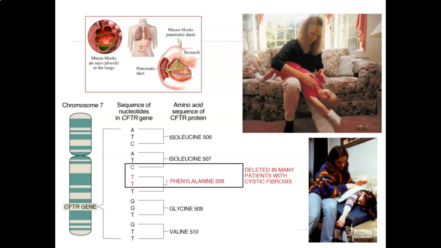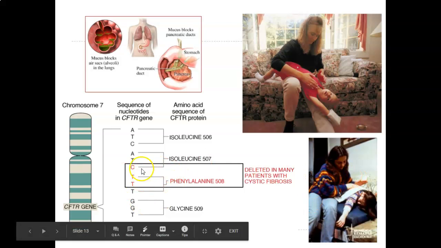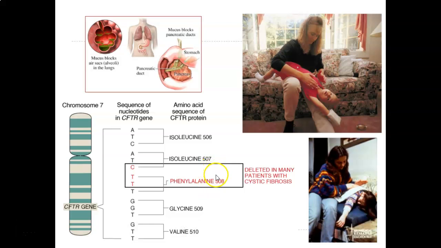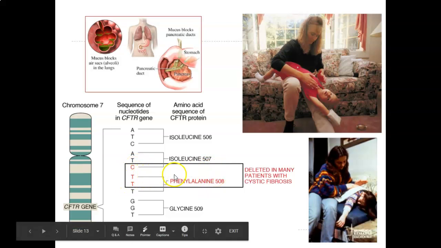So what causes this is that one section of chromosome 7 is deleted, and that's it. This amino acid is deleted, and from there, that leads to cystic fibrosis, just like that.